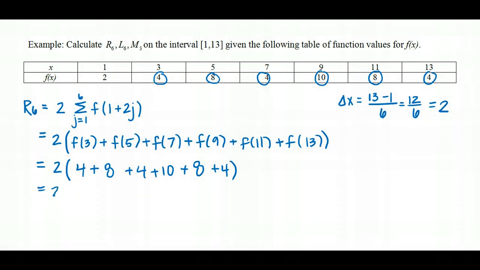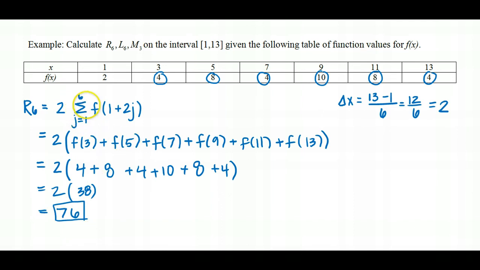So now we have 2 times 4 plus 8 is 12, plus 4 is 16, 26, and 12 is 38. So 2 times 38, or 76. So we found R6 to be 76.